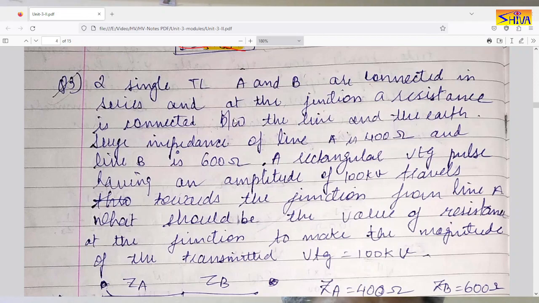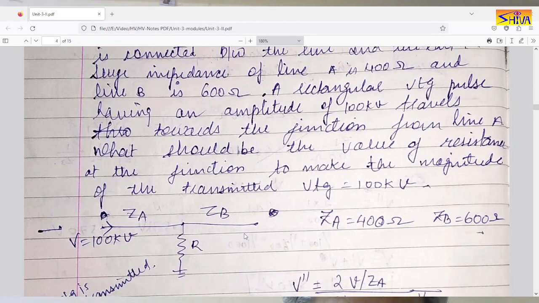Next numerical: two single transmission lines A and B are connected in series, and at the junction a resistance is connected between the line and the earth. Surge impedance of line A is 400 ohms and line B is 600 ohms. A rectangular voltage pulse having an amplitude of 100 kV travels towards the junction from line A. What should be the value of resistance at the junction to make the magnitude of the transmitted voltage equal to 100 kV? So this is the diagram.